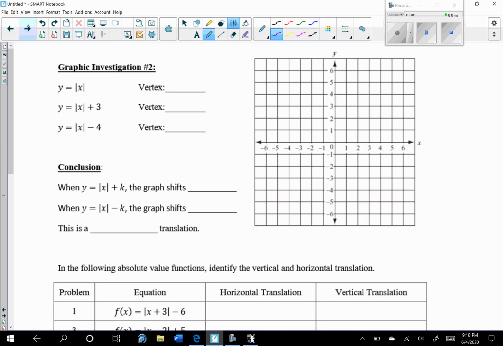So go ahead and do investigation number 2 on your own. When you're finished, you can pause the video and check your work. So we already did the first one. We have our parent graph we know is at vertex at 0, 0. So we can go ahead and graph that one.